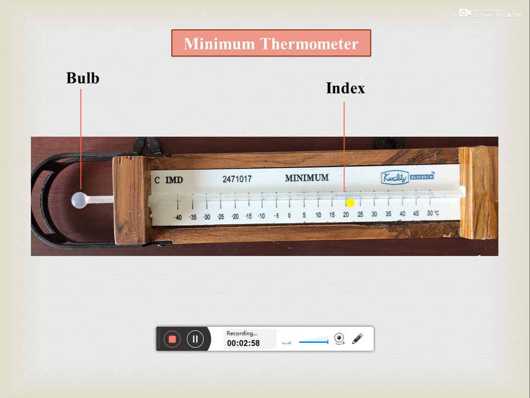Now generally its temperature range is from minus 40 degrees Celsius to plus 50 degrees Celsius. It is the only thermometer placed in the single Stevenson screen that has a different temperature range compared to the other ones. The maximum thermometer, dry bulb thermometer and wet bulb thermometer have the same temperature range, that is minus 35 to plus 55 degrees Celsius, whereas the minimum thermometer is from minus 40 to plus 50 degrees Celsius.